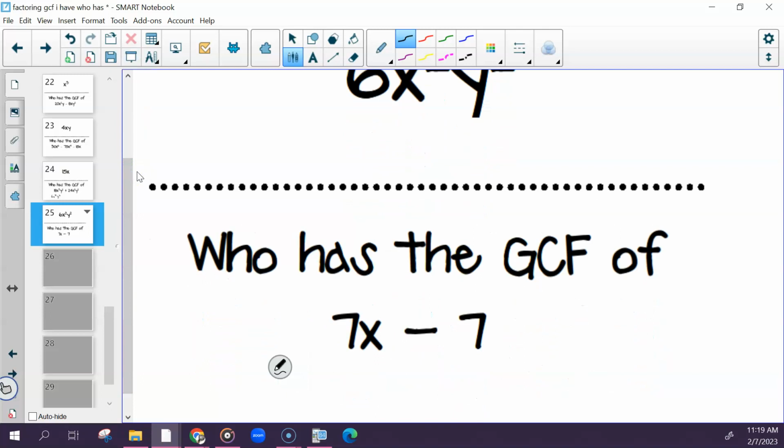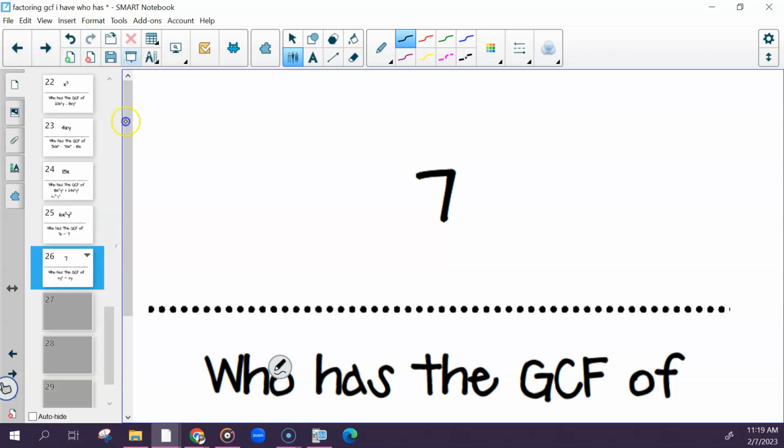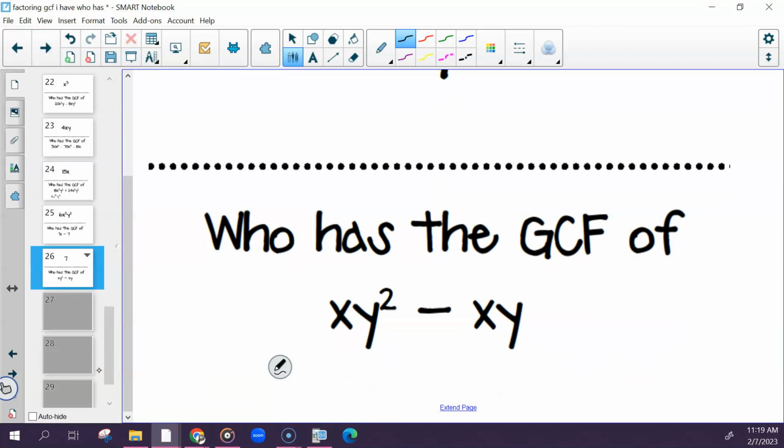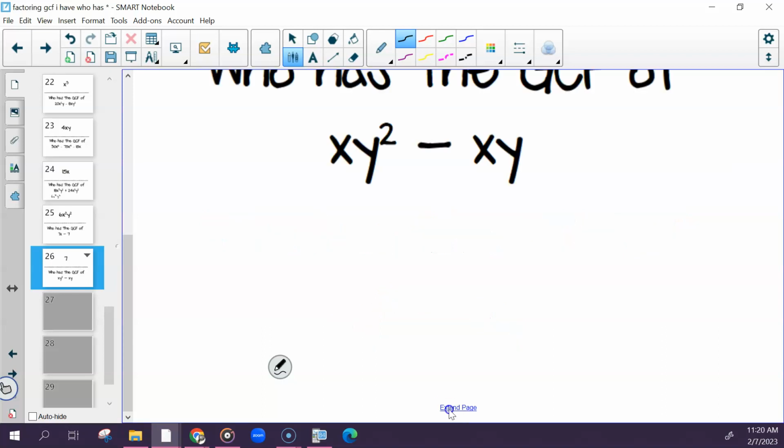Who has the GCF of 7x minus 7? Read yours. I think it's just 7. Yeah. Okay. Who has the GCF of x y squared minus xy? What do those have in common? One x and one y. Who has that? Go ahead, Sid.